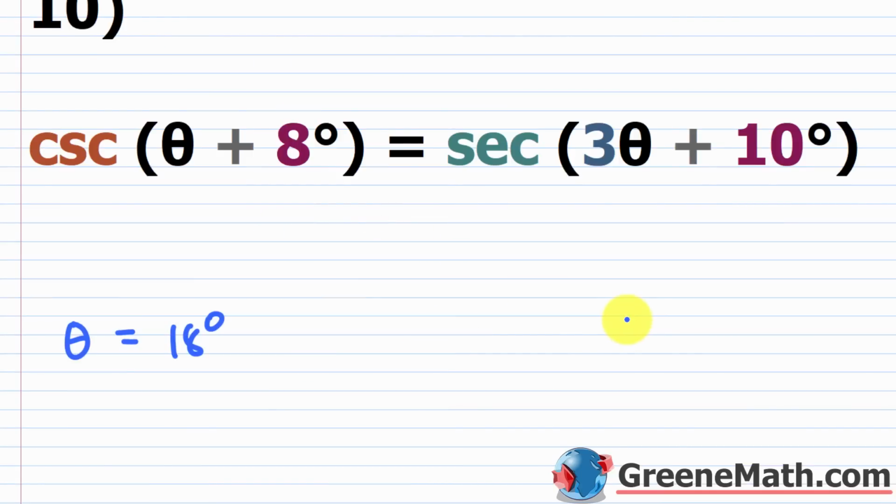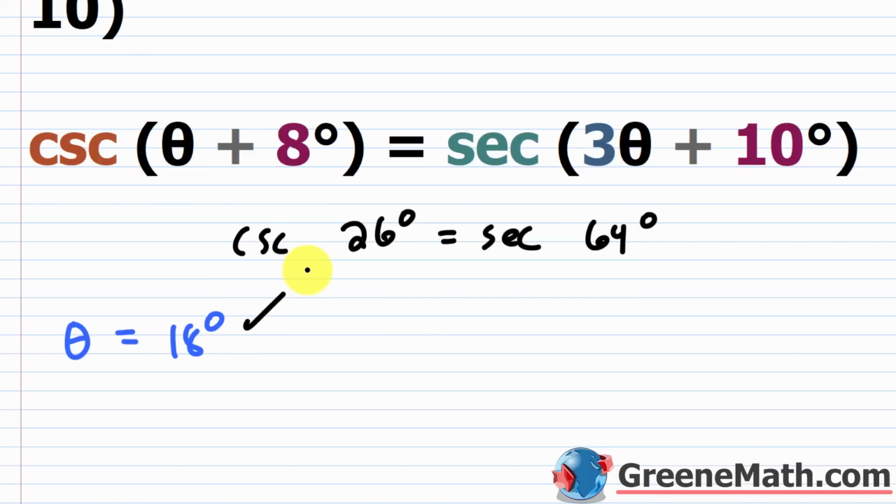So coming back up here, again, if we want to check, just plug in. So the cosecant of 18 degrees is getting plugged in for theta. So 18 degrees plus 8 degrees, that's going to give me 26 degrees. Let me get rid of this. We don't need this. This is equal to the secant of 3 times 18 degrees, that's 54 degrees, then plus 10 degrees. That's going to be 64 degrees. So is this true? You just check to make sure that the sum of 26 degrees and 64 degrees is 90 degrees. If you punch that into your calculator, this is a true statement. So this guy is going to be correct.